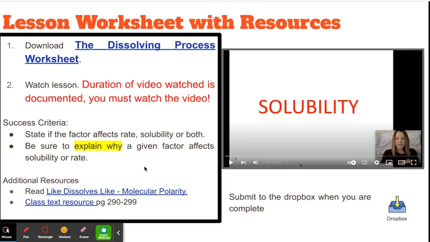On that worksheet, you not only need to indicate the type of dissolving that's happening in terms of does it affect rate or does it affect solubility or both. And again, if you don't know what I'm talking about, you'll want to go back a slide and make sure you record those. But you have to explain. And explaining is the sort of tricky part.